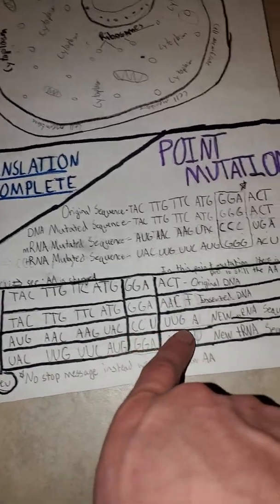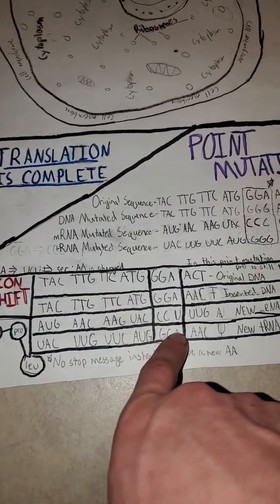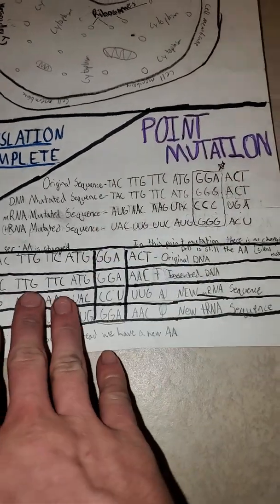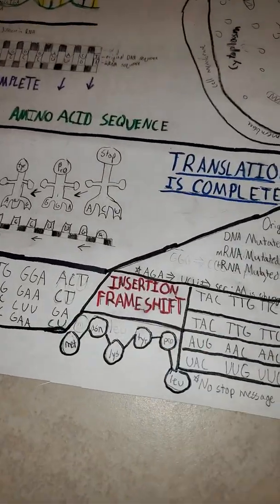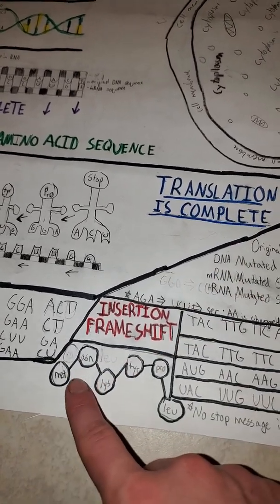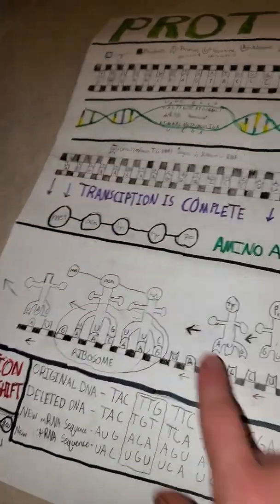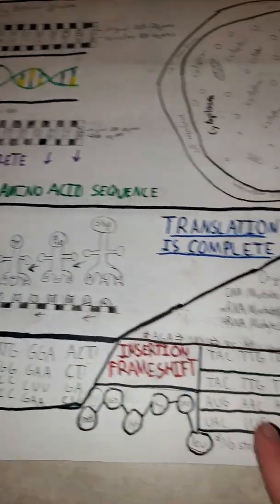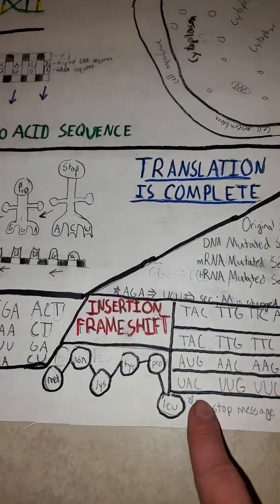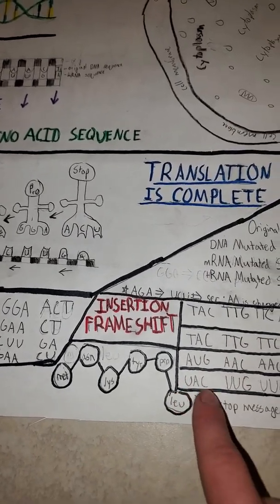Then we have our mRNA sequence, and you can see this one's a little bit different. And we have our tRNA sequence, and same thing, just follow the base pairing rules to get those. But let's look at what happens in that insertion frameshift. So now we have MET, ASN, LYS, TYR, and PRO, which are all the same things over here, but we no longer have a stop. Instead of that stop, we have a LEU amino acid programmed. So there's no stop message. So now this protein will also be pretty messed up.